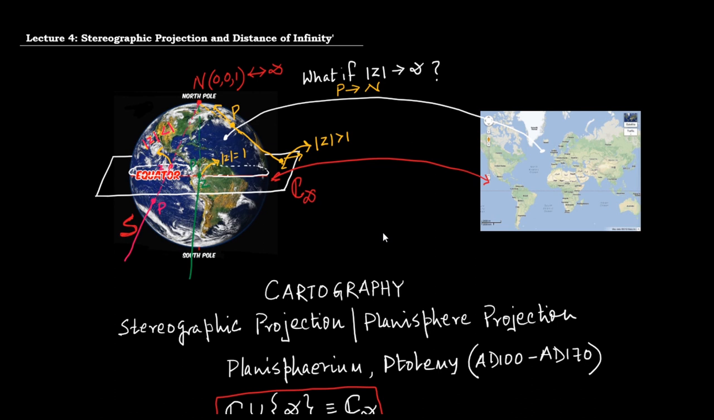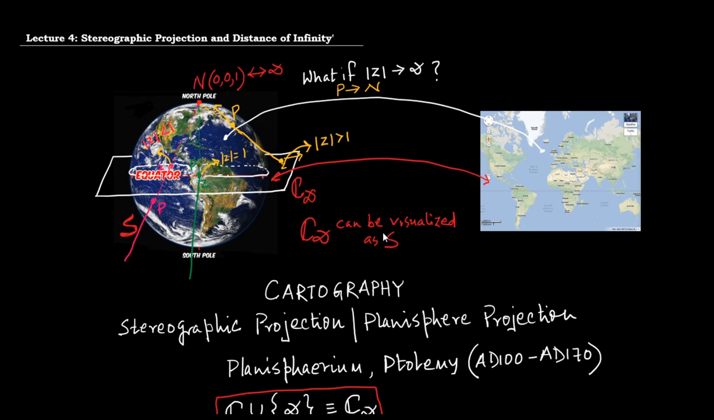That means we can visualize this C infinity as S. For every point in C infinity, I will get exactly one point in S. So now we can say that the extended complex plane looks spherical with this identification. We got a very nice shape: the extended complex plane is spherical.